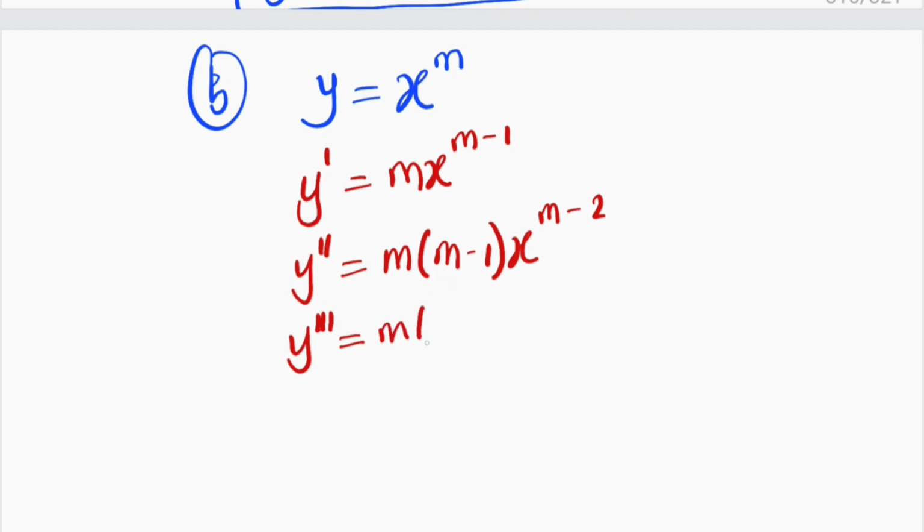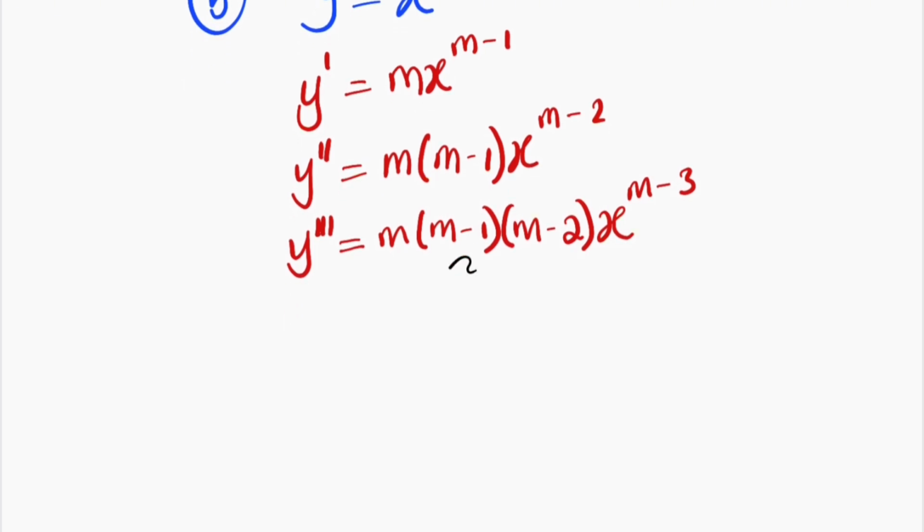We have m times n minus 1 multiplied by this one, which is, oh, why am I using x? m minus 1 multiplied by m minus 2 multiplied by x to the power of m minus 2, then minus 1, which is minus 3. Should I stop here?